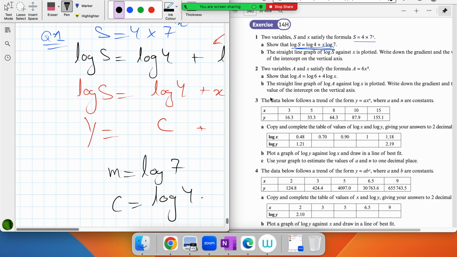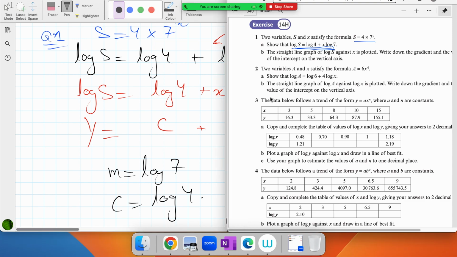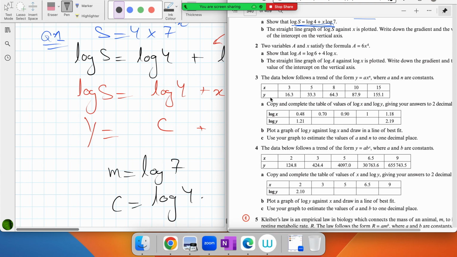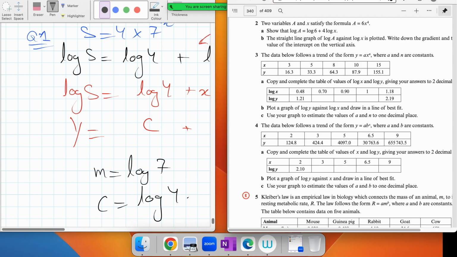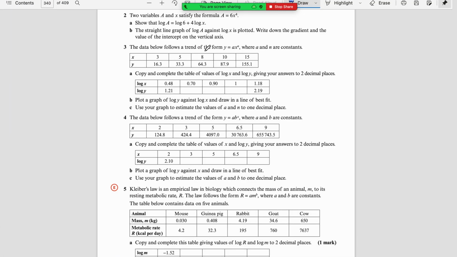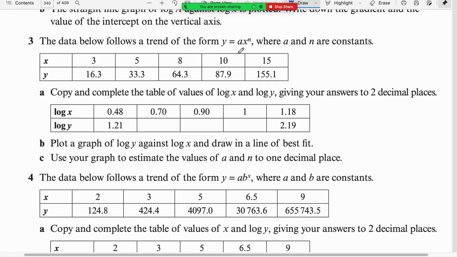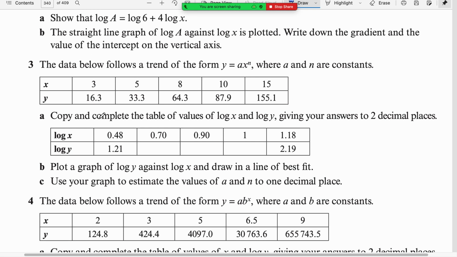Those who have practiced the previous task will feel confident. Look at question number 3. The data below follows a trend of the form y is equal to ax raised to the power n, where a and n are constants. Copy and complete the table of values of log x and log y, giving your answer to 2 decimal places. So it is just use of the machine. We'll punch in and get our values. Let's do it quickly.